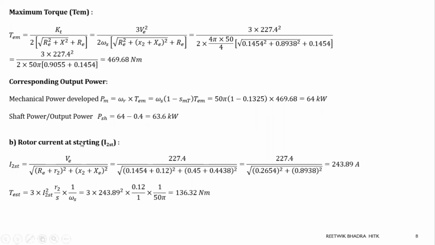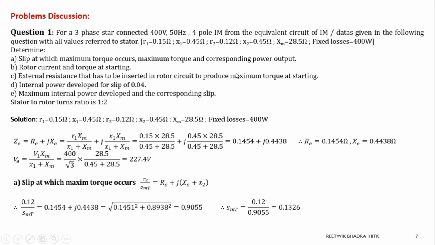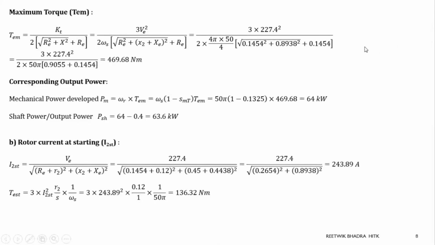Now, what will be the shaft power, because we need to find out output power. So fixed losses was given as 400. So if I subtract the fixed losses from my PM, from a power flow diagram, if you recall, we'll get our PSH. So 63.6 watt is our shaft power or our output power. So this is how we can solve our problems.